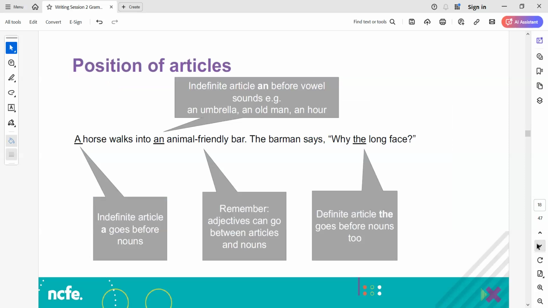So we're looking at the position of articles, where they go in the sentence. So if we're using an indefinite article, so we're just talking in general rather than about a specific noun, it goes before the noun. A horse, so it's a horse before the noun, the a. A horse walks into an animal-friendly bar. The barman says, "Why the long face?" An indefinite article, an, is before a vowel sound. So an umbrella, an old man, an hour, and here animal. So an animal.